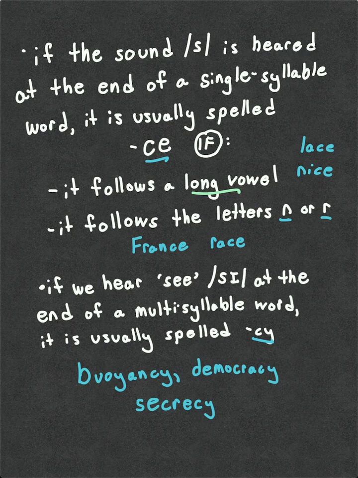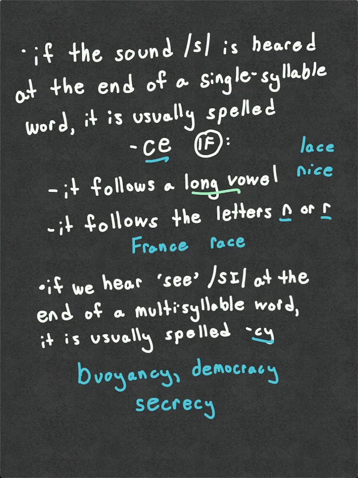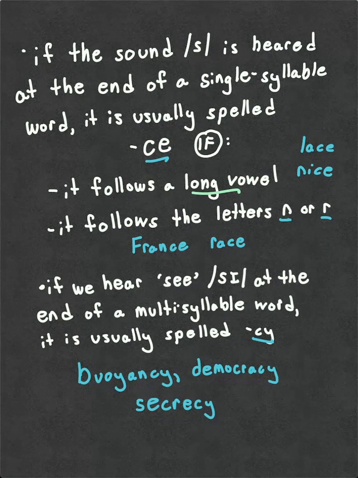Now, if you can hear the sound C at the end of a multi-syllable word, you're going to spell it CY, such as the words buoyancy, democracy, secrecy. So compare secrecy to lace, and you'll hear that the sounds at the end are definitely different, so it makes sense that we're going to switch the E to a Y to create that more distinct sound.